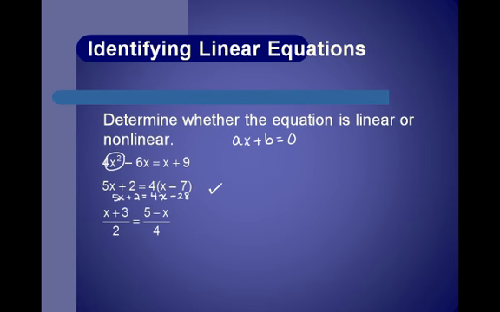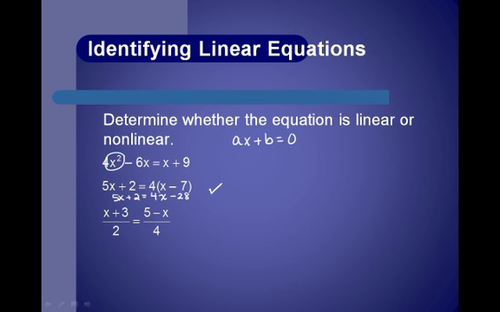Now this one's a little bit tricky. (x plus 3) over 2 equals (5 minus x) over 4. If we want to see if we've got just an x term, we can multiply both sides by the least common denominator, which is 8. We're going to learn this in the next section. The next equation, (x plus 3) over 2 equals (5 minus x) over 4. If we're just trying to find out if it's linear or nonlinear, we can look.